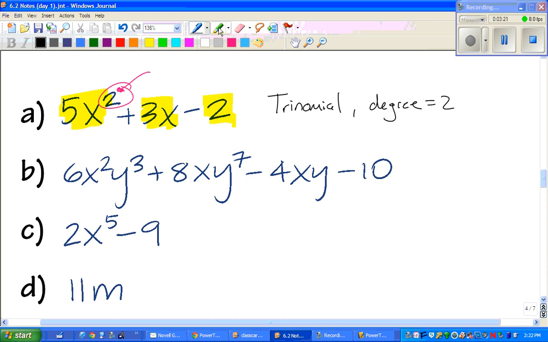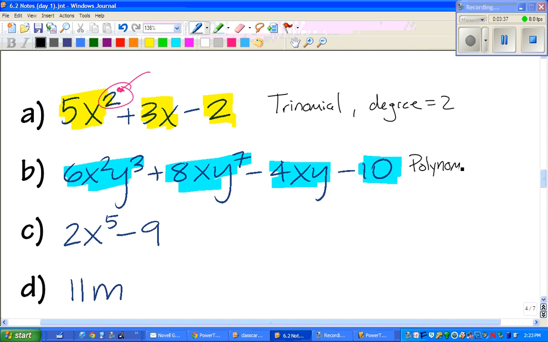Looking at example B. Let's count the terms. We've got 1, 2, 3, 4. So if it's got 4 terms, it's called a polynomial. With a degree, we'll just say that d equals degree. I want the highest degree. Is it 7? Actually, this degree right here would be 5. Oh, let's make that, because we have to add them together. There's 1, so this degree is 8. And that degree is 2. So my highest one would be that term with a degree of 8.